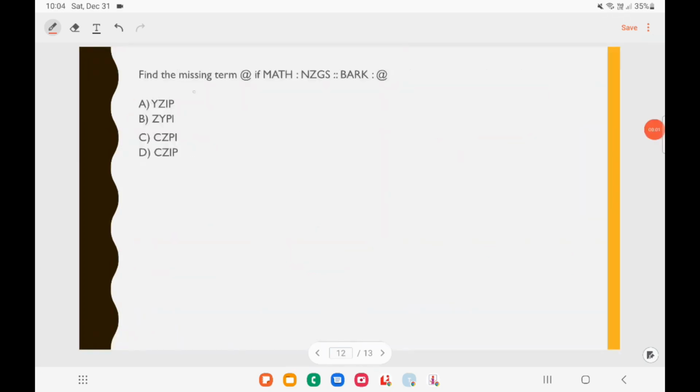So let's look into one more question. Find the missing term at the rate. If MATH corresponds to NZGS, then BARK corresponds to at the rate. We need to find this at the rate. So first we have to decode here. We need to see how the coding is being done. Here it is given that MATH corresponds to NZGS.